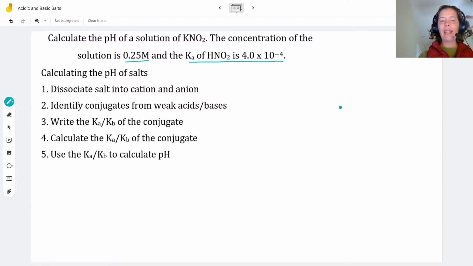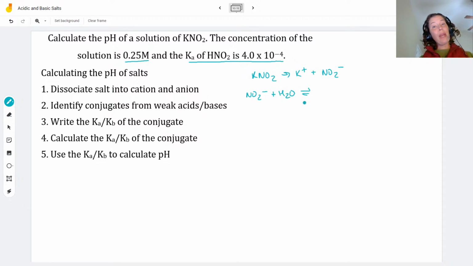Okay, but that aside, I am going to rewrite my dissociation of my salt. So this gives me the potassium cation and the nitrite anion. Again, remember the potassium cation is just a spectator ion. It doesn't do anything. It's not going to change the acid-base properties of the solution. We're really just focused on the nitrite because we know that is a conjugate base of a weak acid. So just like we did before, what is going on with nitrite in aqueous solution?